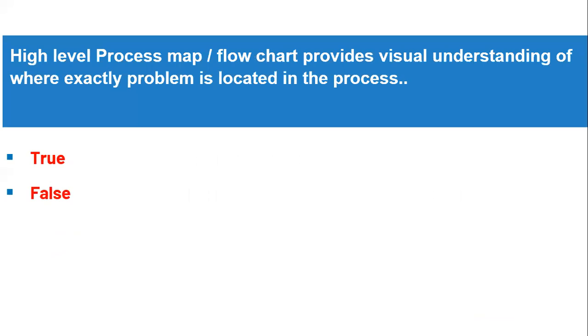A high-level process map or flowchart provides visual understanding of where exactly the problem is located in the process. True or false? And the answer is, we have just gone through the process flowchart. So the answer is true. A high-level process map or flowchart provides a visual understanding of where exactly the problem is located in the process. Now, if we could visualize the problem, I think it would be easier to solve it. And that is the power, the importance of a process flowchart. Let's go to the next slide.